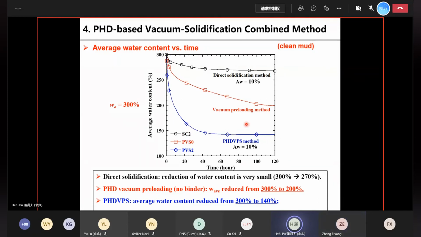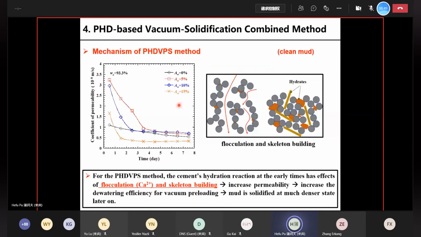And more interestingly, you can see that the blue curve drops much faster than the red curve. That means the dewatering efficiency is improved significantly. And the reason for that is the change in the microstructures. We tested the coefficient of permeability for the soil without a cement binder and with cement binder. You can see that in the early times, when you add in a cement binder, the coefficient of permeability is increased. That's why you have a faster dewatering efficiency in the earlier figure.